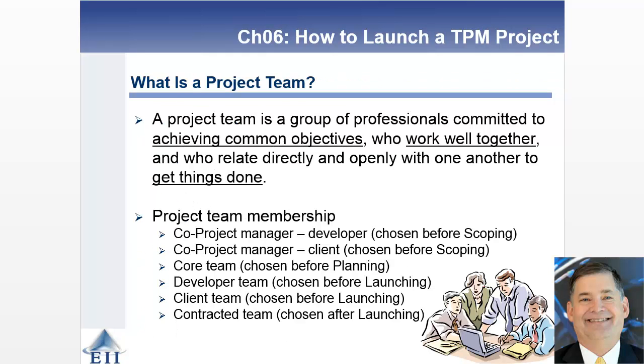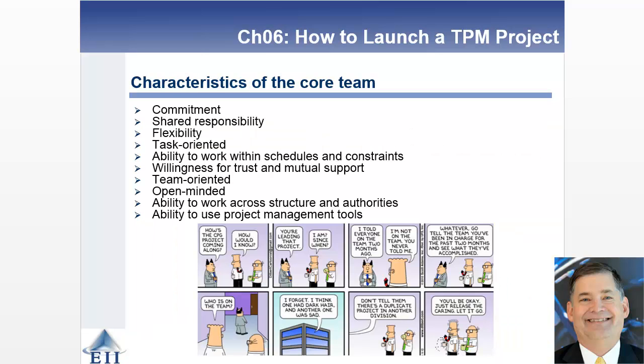All right, so here's a definition of a project team. I think it's pretty straightforward: it's a group of professionals focused on achieving common objectives. They need to work well together and get things done. You're going to have a project manager, maybe a second project manager from the client side, the core team, development team, a client team, and then perhaps some contracted members for the team, depending on what you're trying to accomplish.